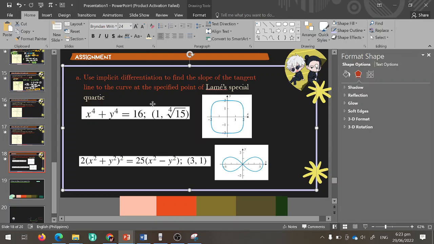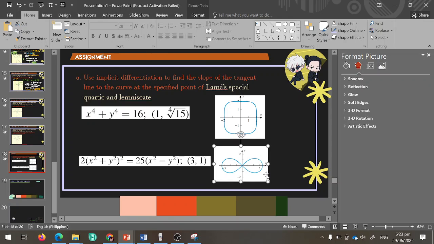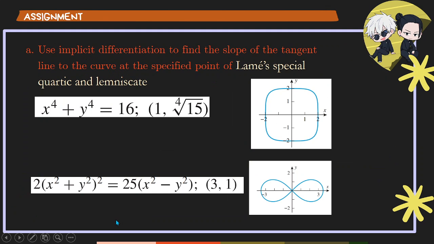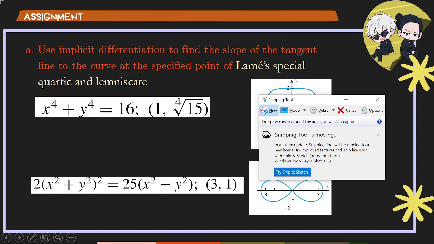Ayun, nakita ko na itong Lamie tsaka and Lemiski. Pag-aaralan natin to sa integral, ha? So, kung ngayon ang pinahanap natin yung slope sa integral, ang hahanapin na natin is yung area ng polar curves. So, medyo mahirap yun. Pero, sige.